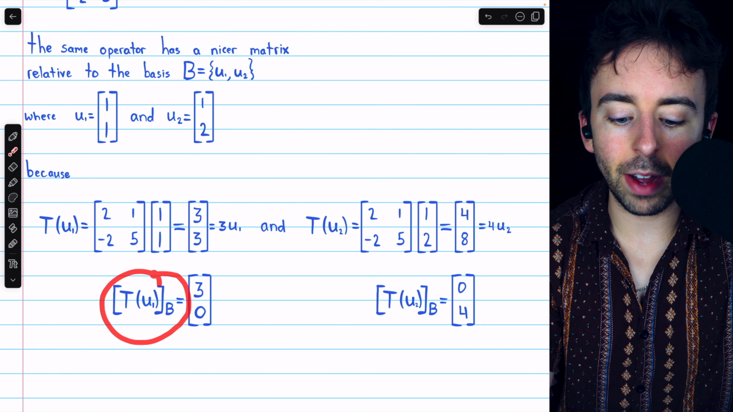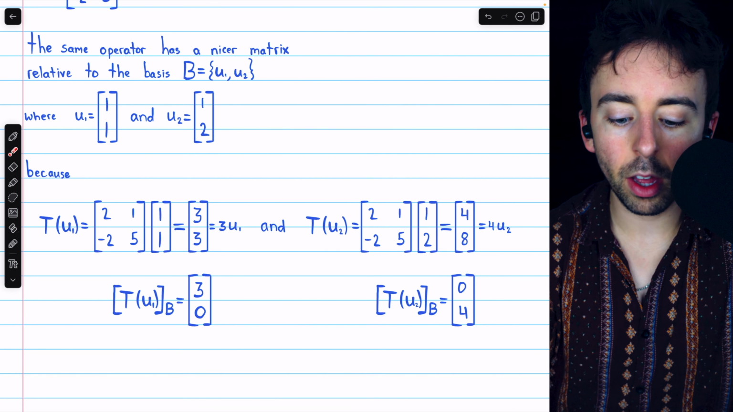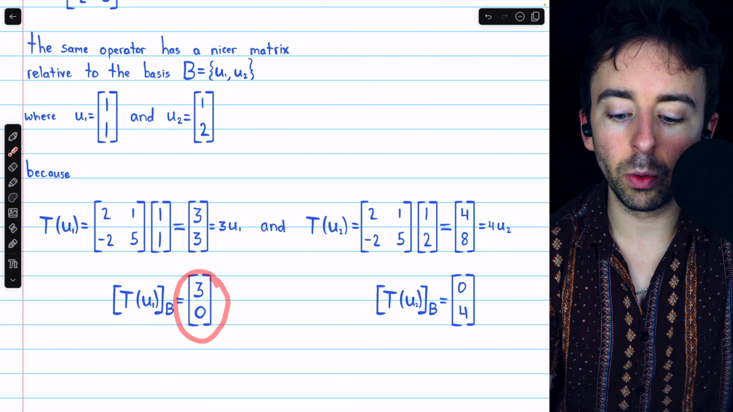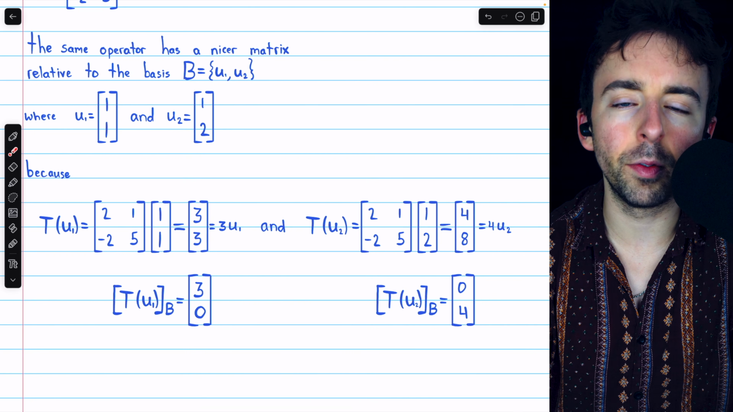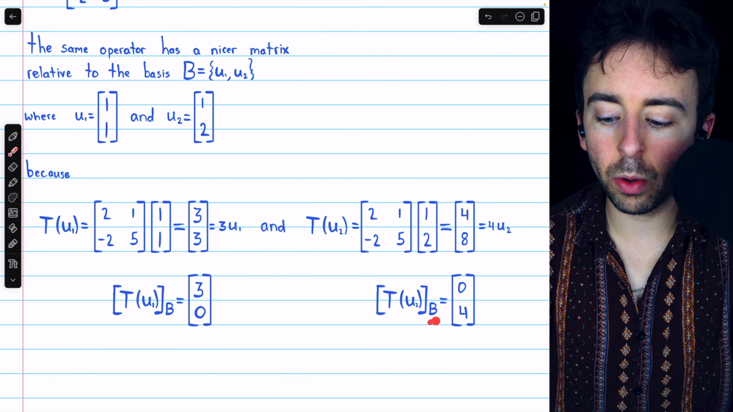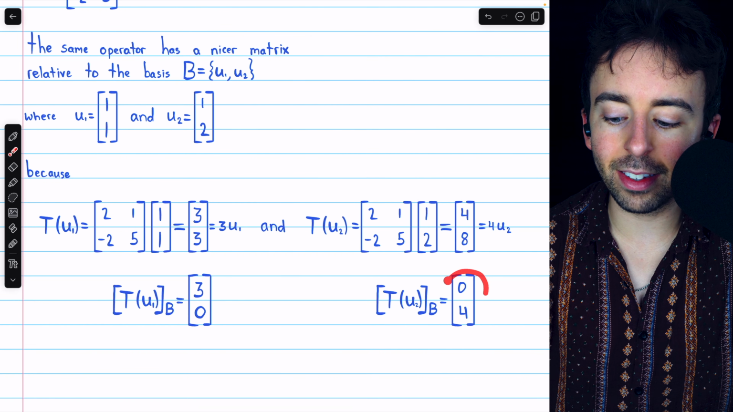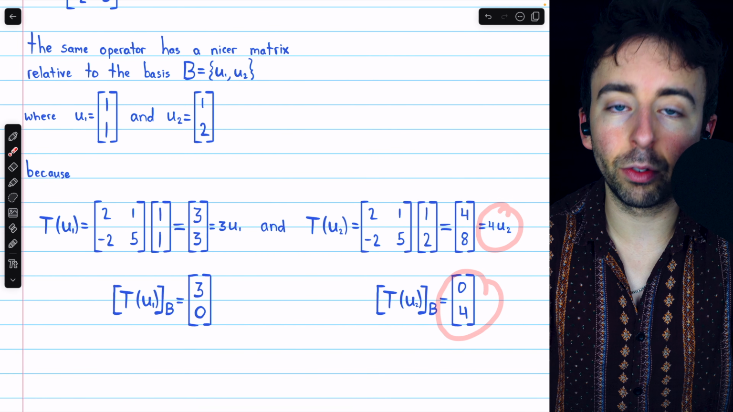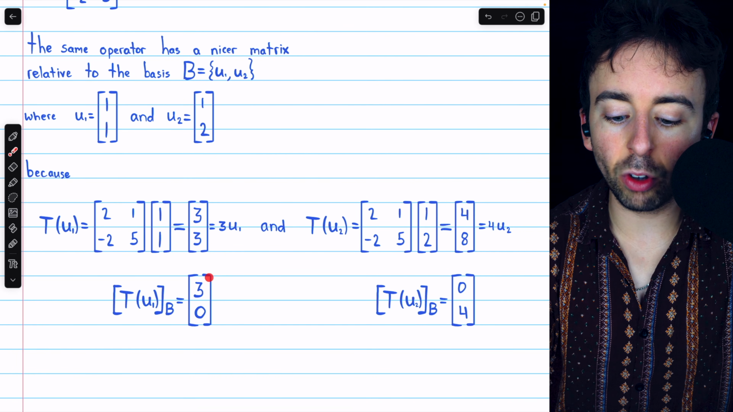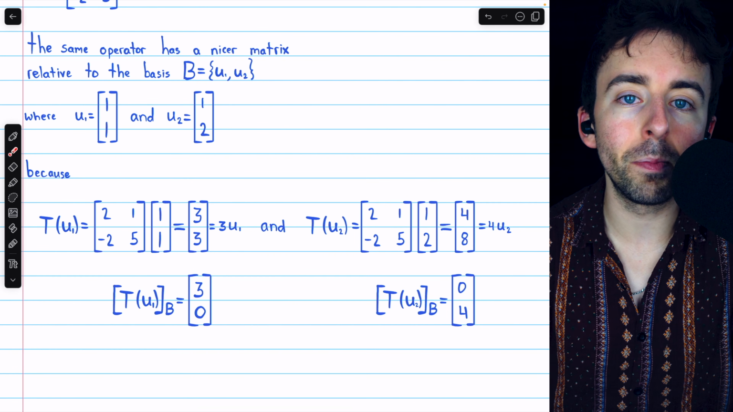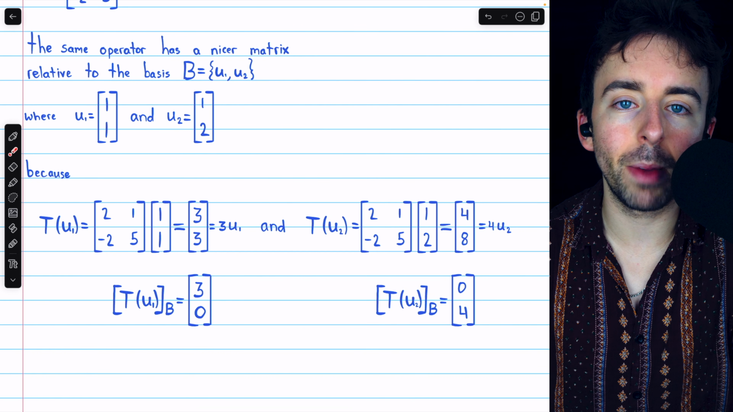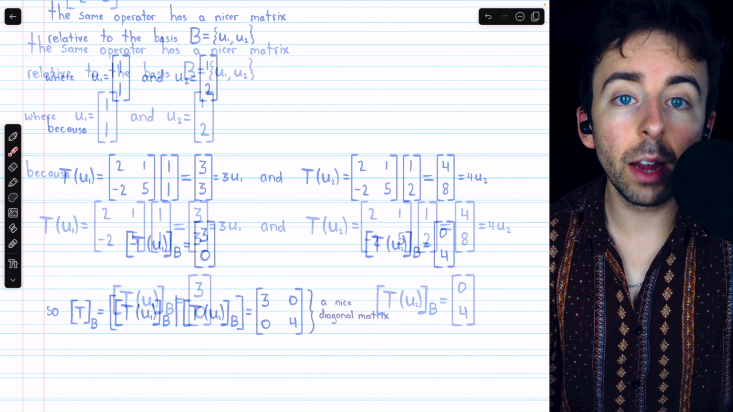Thus, the coordinate vector of the image of u1 with respect to the new desired basis is 3, 0. We need 3 of u1 and none of u2. And the coordinate vector of the image of u2 with respect to the new basis we see is 0, 4, because it has 4 of u2 and 0 of u1. These coordinate vectors relative to the new basis can be used as the columns of the transformation matrix relative to the new basis. And we see that here.